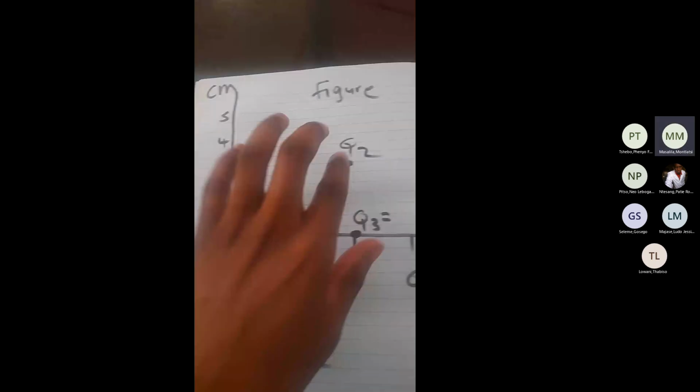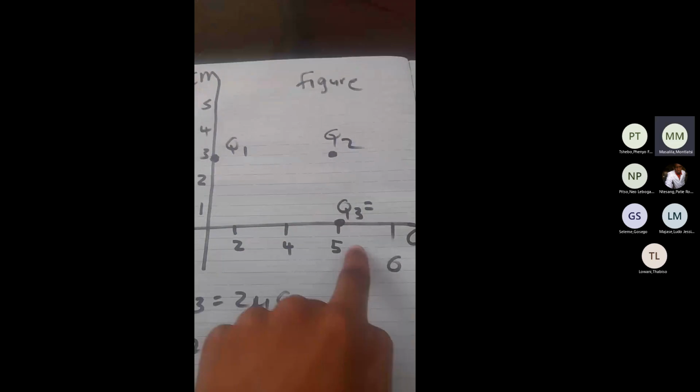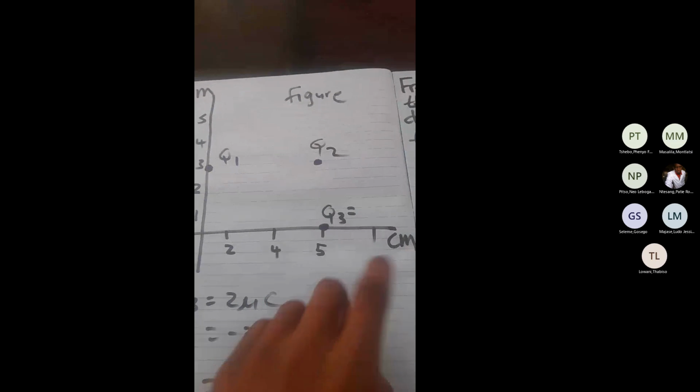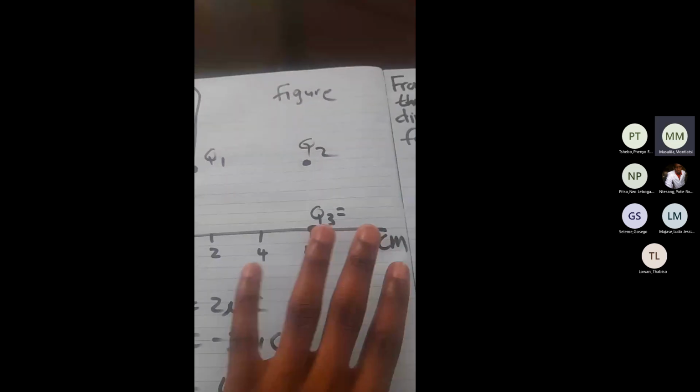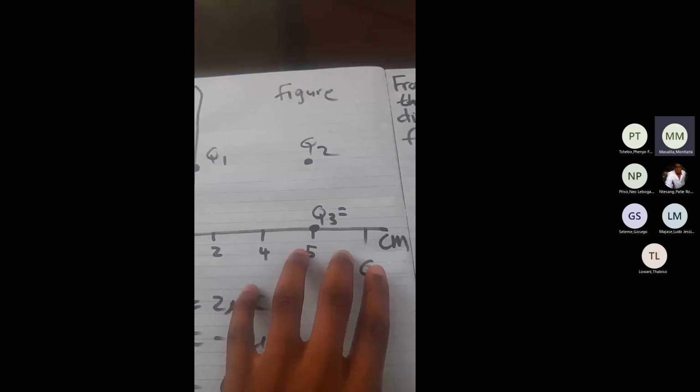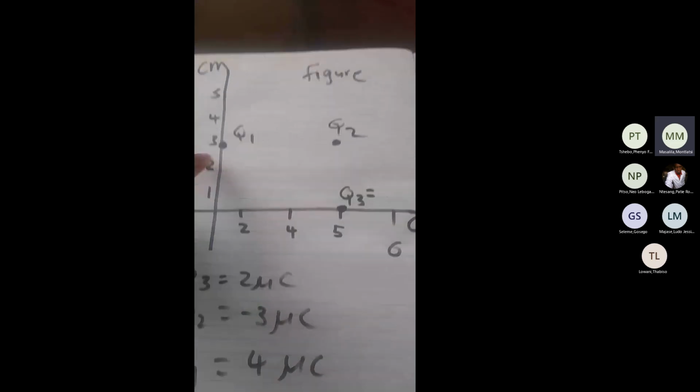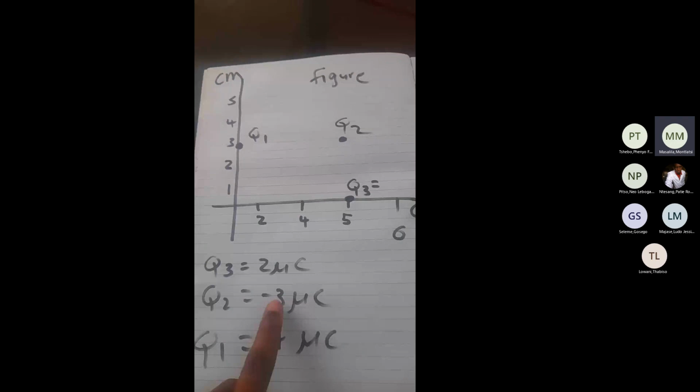Now, let us study our diagram. This is our diagram. So this is in centimeters. It means we have to convert this to meters. That's a must. This is also in centimeters. So Q1 there is 4 microcoulomb. Q2 there is negative microcoulomb. And Q3 there is positive 2 microcoulomb.